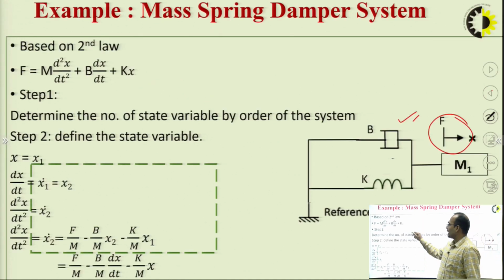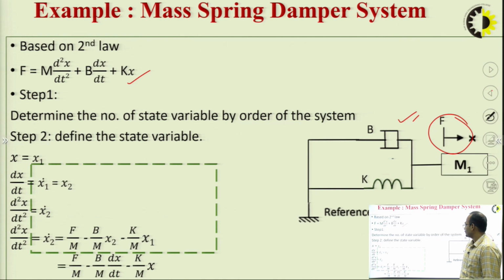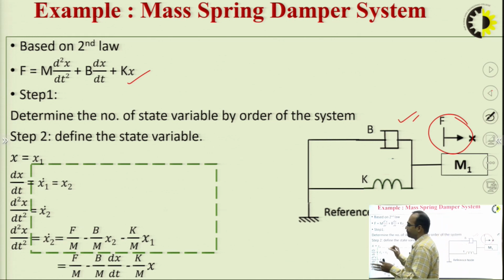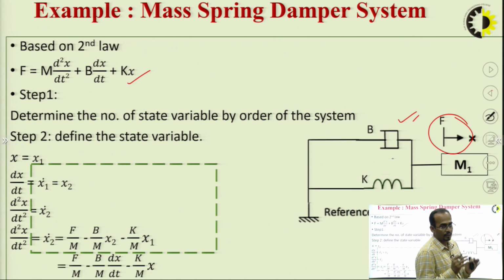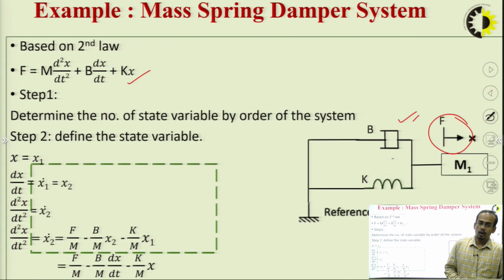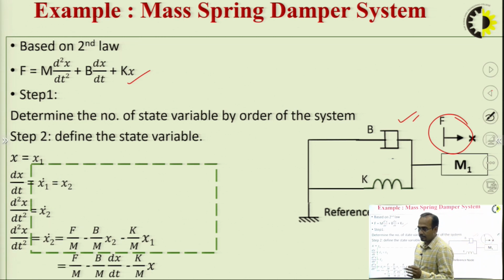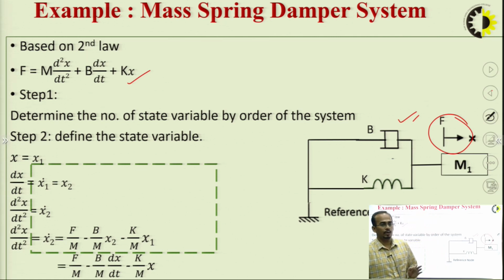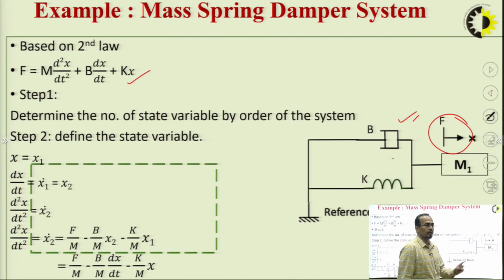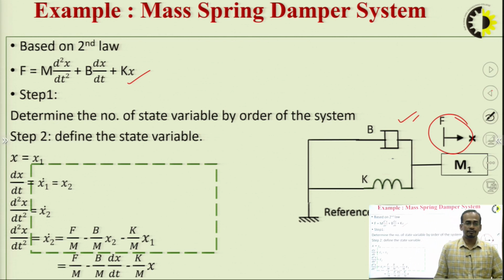So F is equal to m d square x by dt square plus b dx by dt plus kx. First of all, what will you do? You will determine the number of state variables by identifying the order of the system. For identifying the order of the system, you should know the differential equation and its highest order. The highest order of the differential equation is 2, so the number of state variables will be 2.